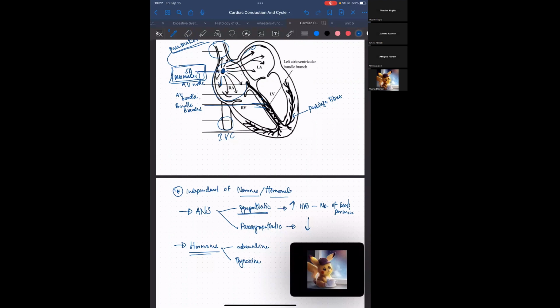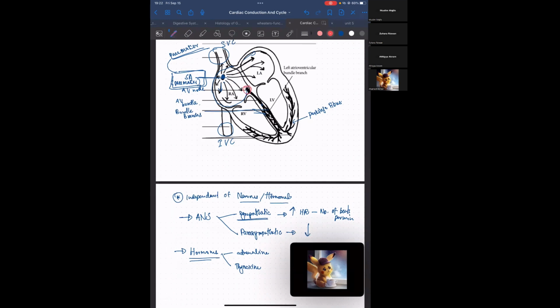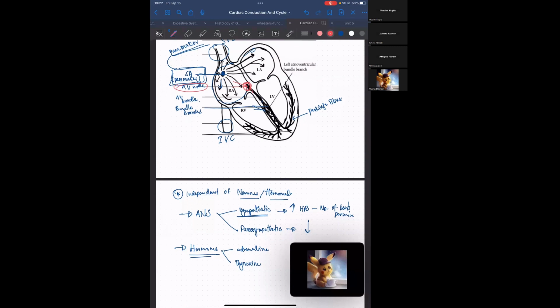These impulses will reach the AV node. When the impulses reach the AV node, there will be a small delay, as the job of the AV node is to transmit the impulse from the atria to the ventricles. Once the atria have contracted, then the ventricles should contract. So the AV node transmits the impulses through the AV bundle, with a small delay in the transmission at the AV node.